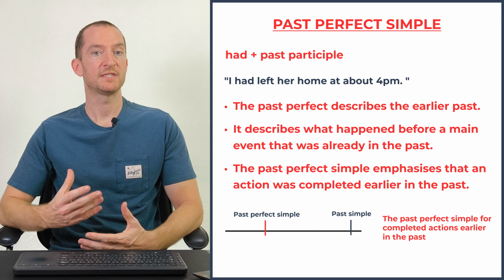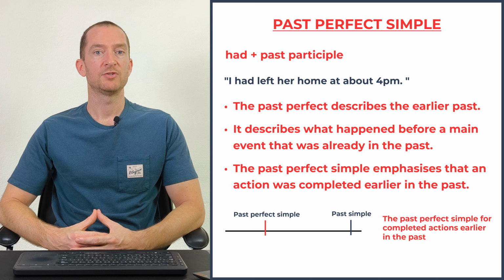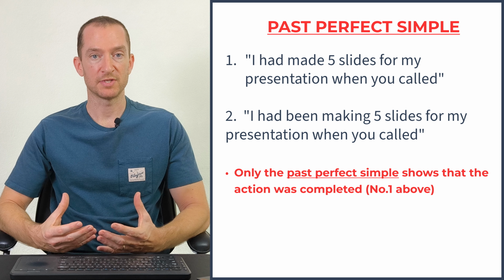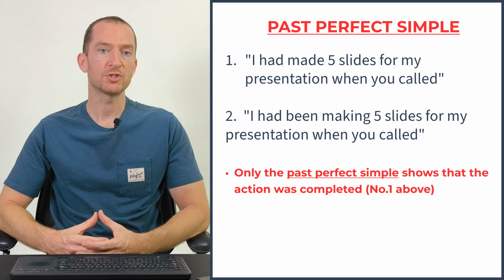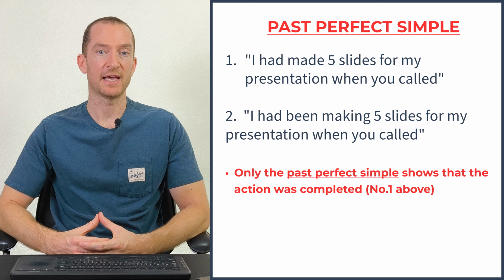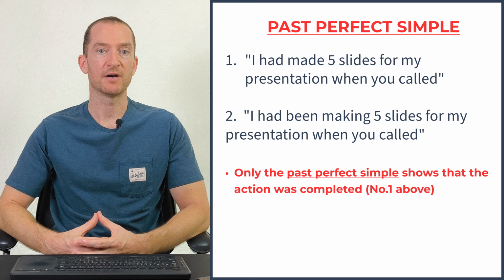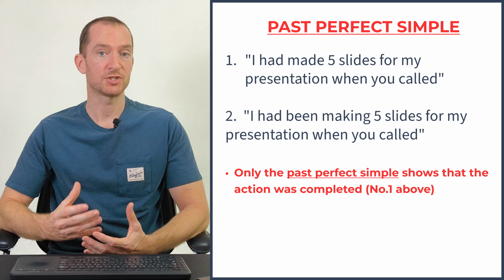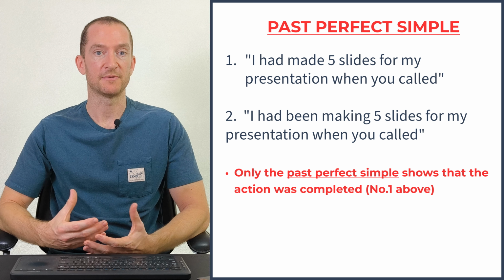We use the past perfect simple rather than continuous to emphasize that an action was completed earlier in the past. This is a key difference between the past perfect simple and the past perfect continuous. Have a look at the two examples below and tell me which one shows that the action was completed. Well, only number 1 can show that the action was completed earlier in the past, and that's because that is the past perfect simple. Only the past perfect simple can show and emphasize this completion.